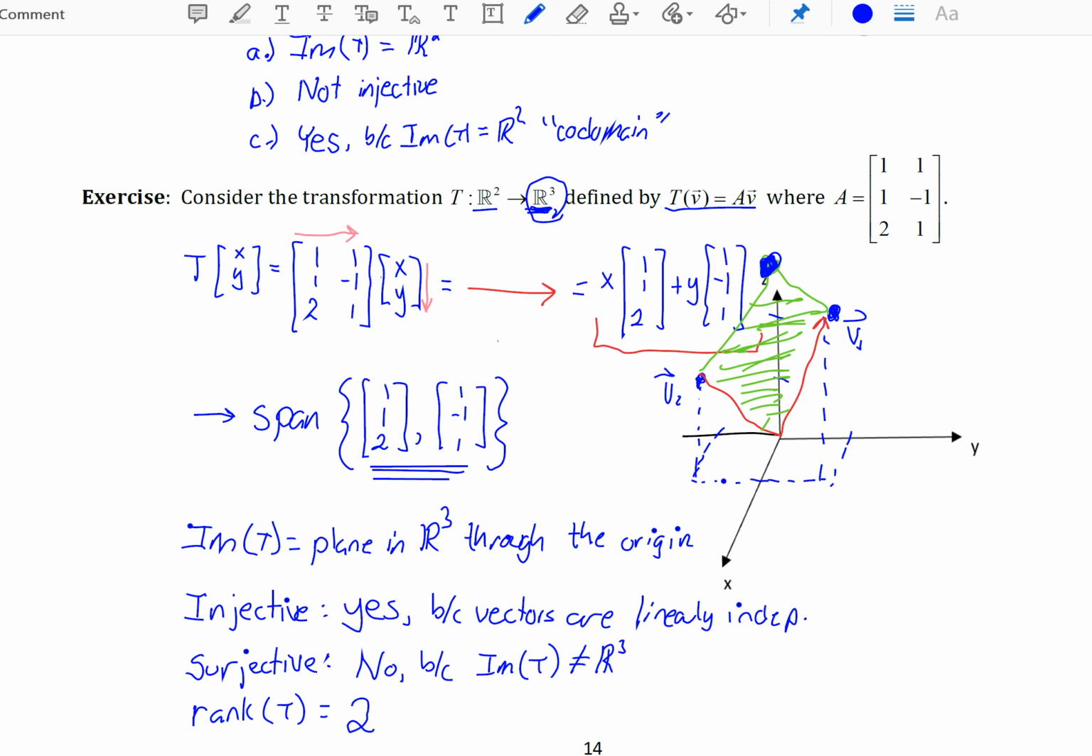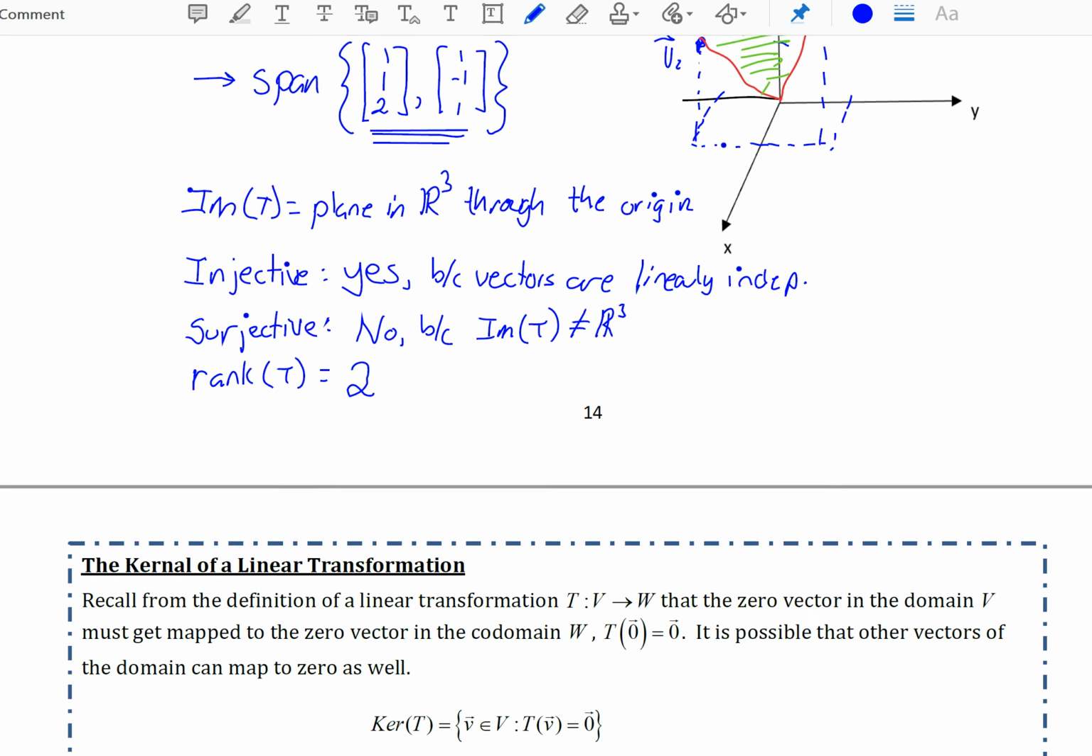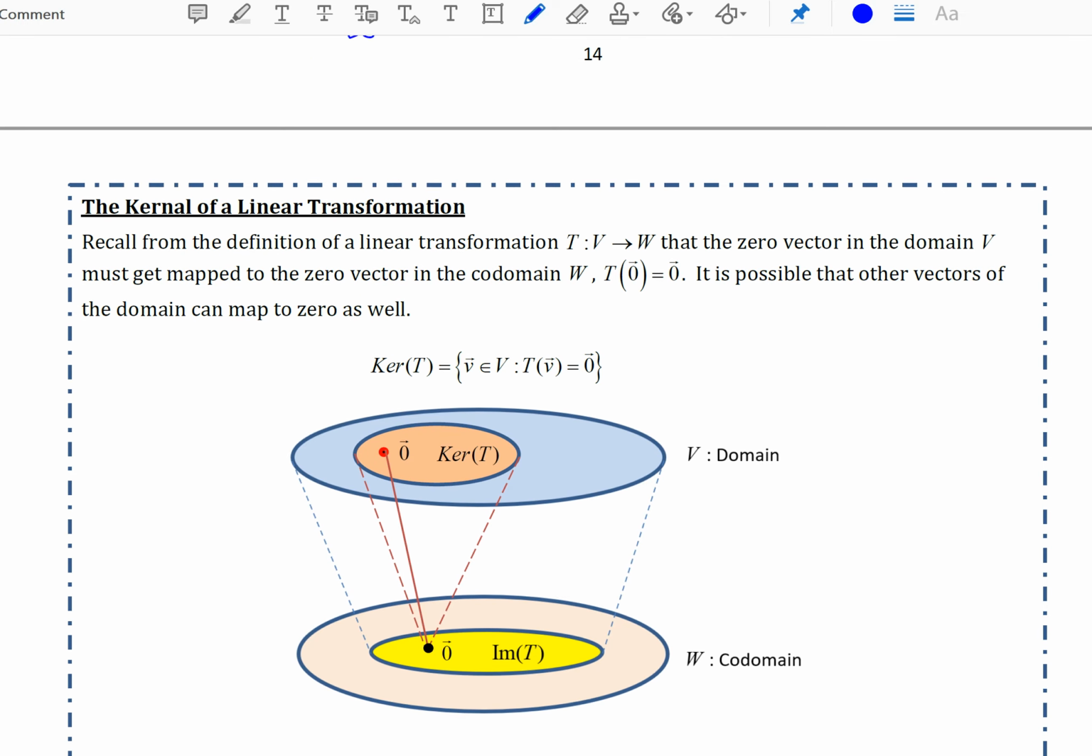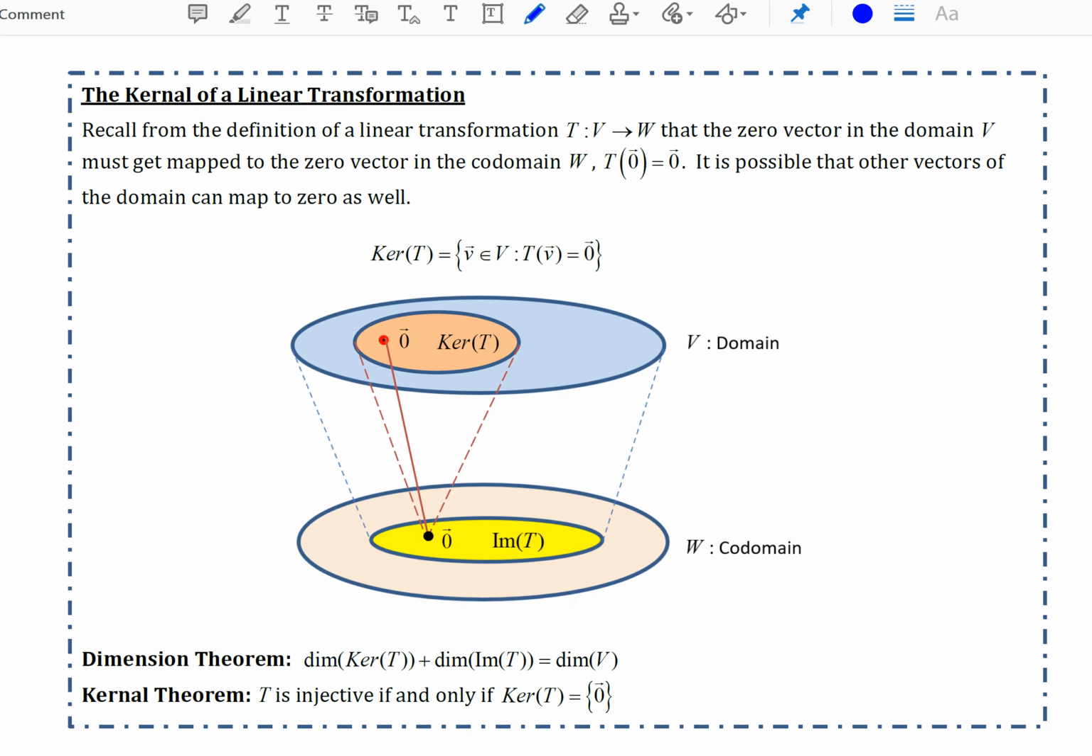Okay, let's move on. And let's add a little bit more theory to our linear transformation idea. And let's talk about the kernel of a linear transformation. Recall from the definition of a linear transformation, T mapping V onto W, that the zero vector in the domain V must get mapped to the zero vector in the codomain W. Or to put it another way, T of 0 has to get mapped to 0.